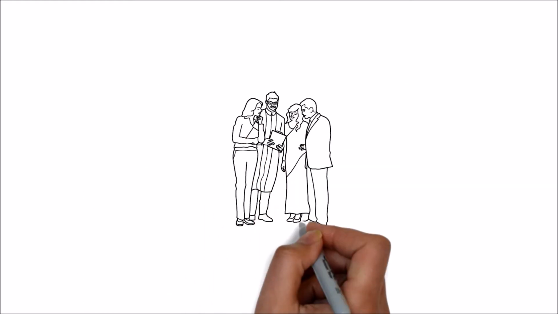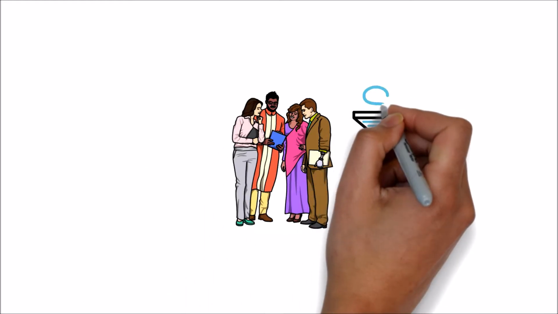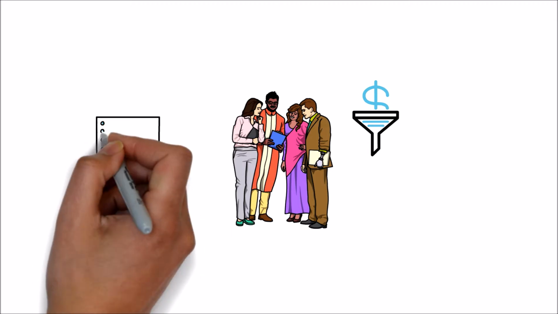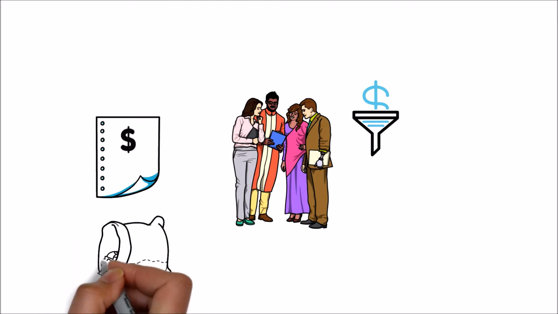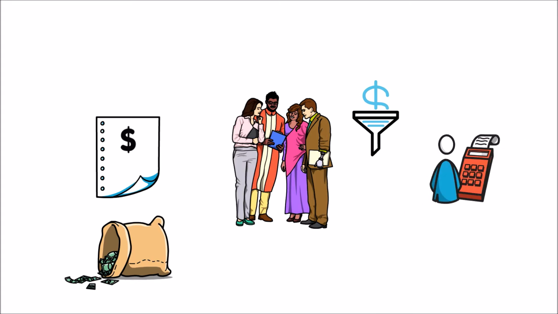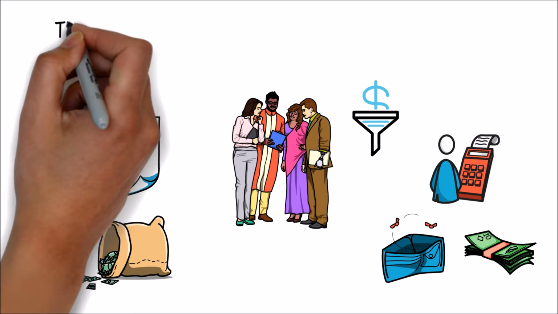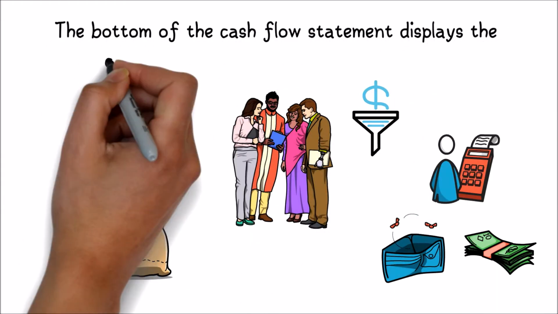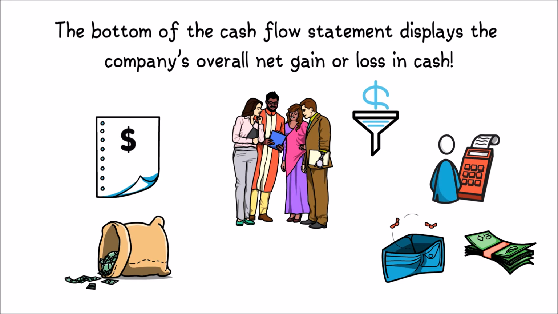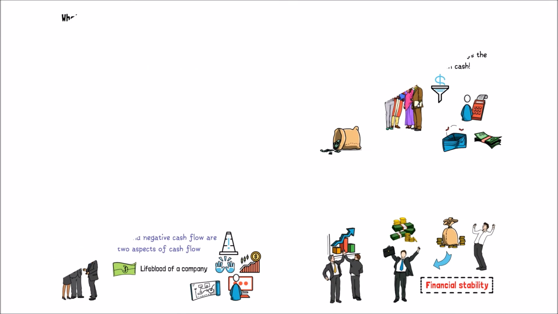It's critical for company owners to keep an eye on their company's money position at all times. The balance sheet shows how much cash the firm has at the moment, but the cash flow statement reveals whether or not it's losing money or making more money over time. The bottom of the cash flow statement displays the company's overall net gain or loss in cash.